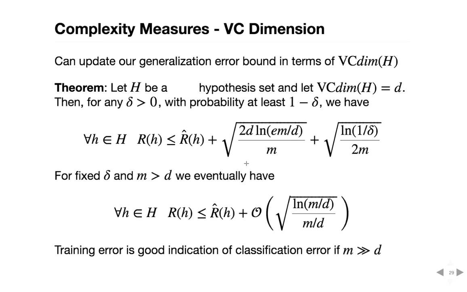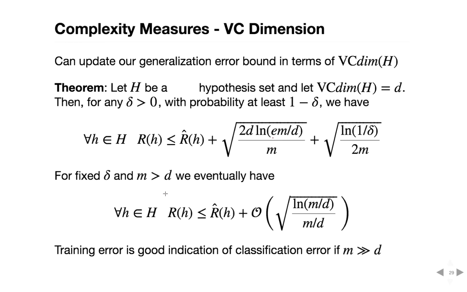And now the complexity term that depends on the complexity of H looks like this. It's 2 times D, remember D is the VC dimension, of the natural log of eM divided by D, all divided by M. And this e is exactly what you think it is. It's like e to the 1, right? And so, okay, so here's our new bound.